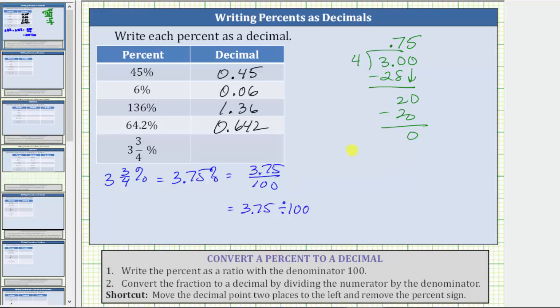Beginning with the percentage as 3.75%, we move the decimal 2 places to the left, so 1, 2. We have a missing digit here, so we place a 0 here, remove the percent sign, as well as the old decimal point, which gives us a decimal 0.0375, which is the decimal for the given percentage.